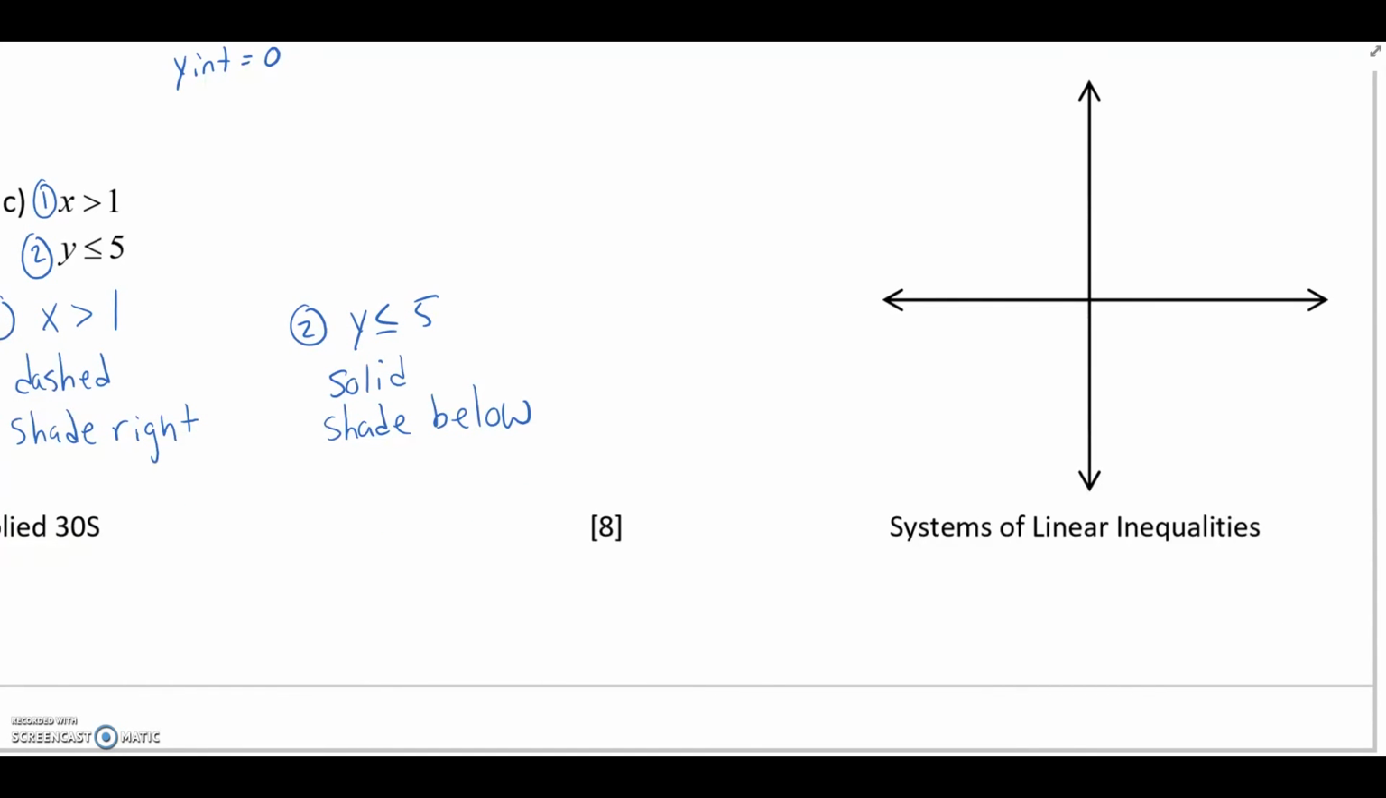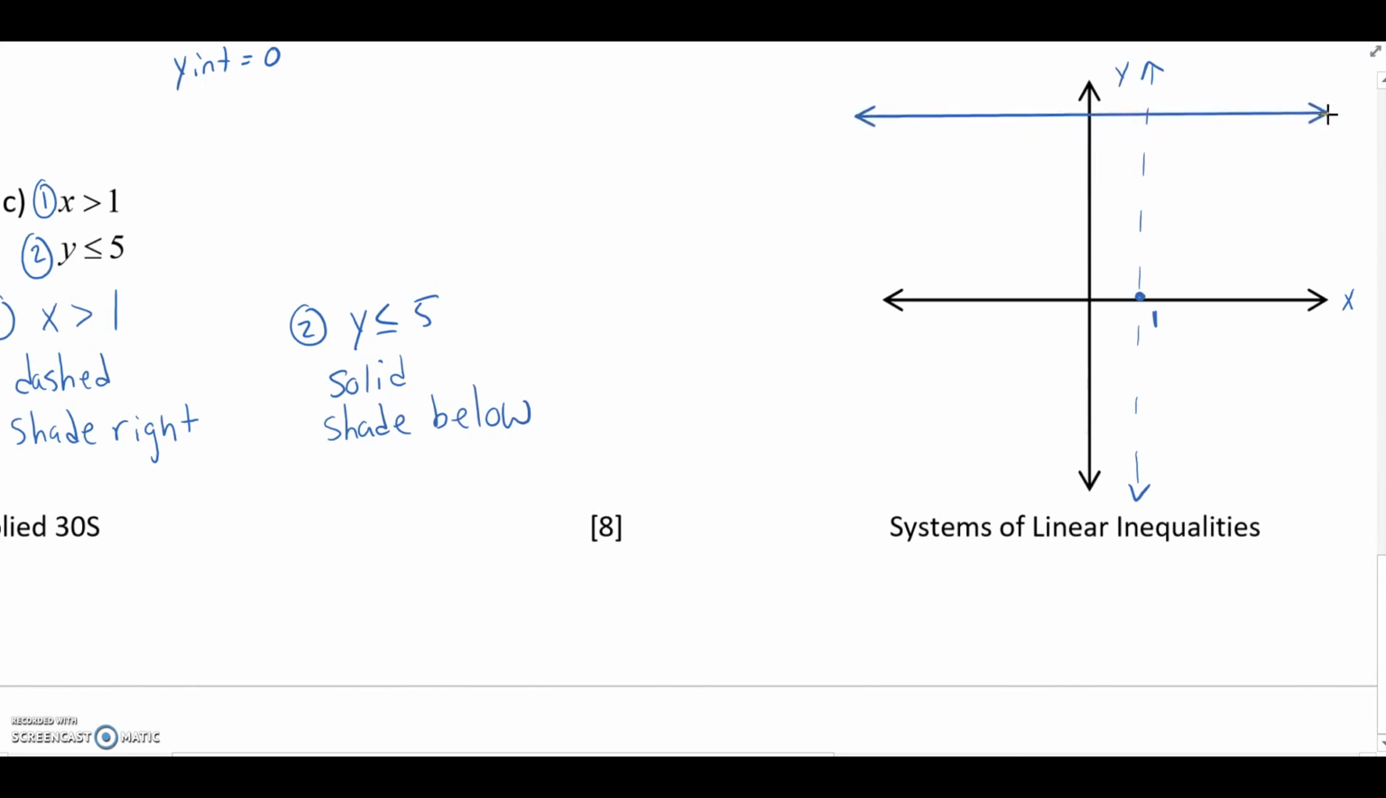So let's put these two inequalities on our graph. If we start with inequality number 1, it's going through the x-axis at 1. So there's my x-intercept. And then our other inequality is a horizontal line going through the y-axis at 5. There we go. So you can see right here that this would be at 1, 5.